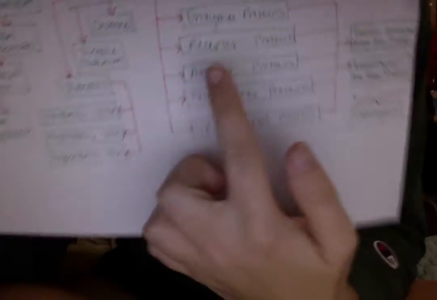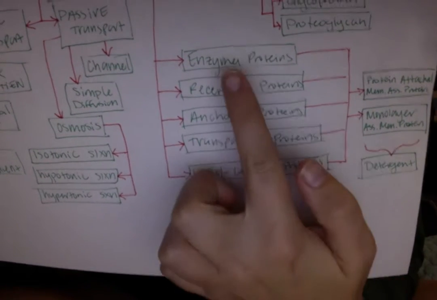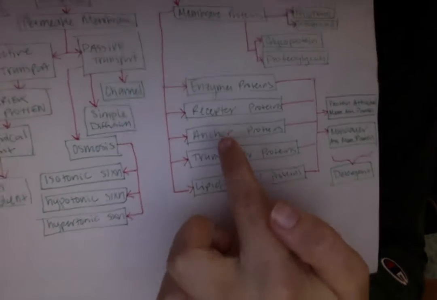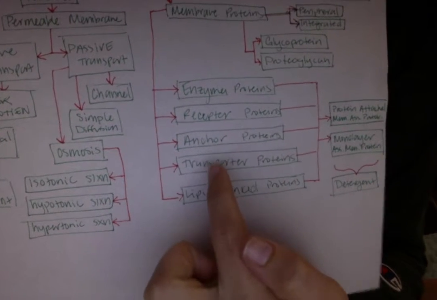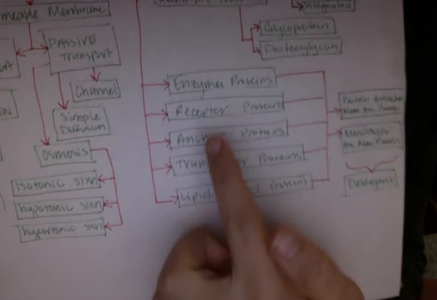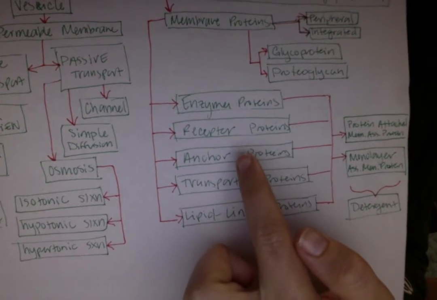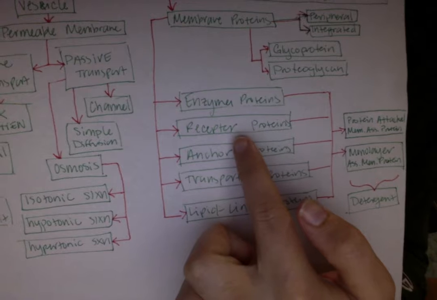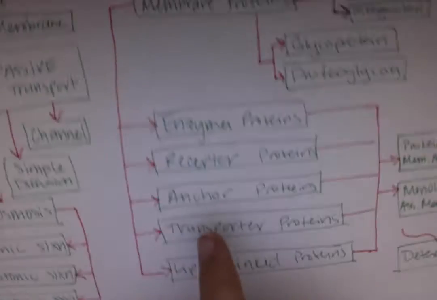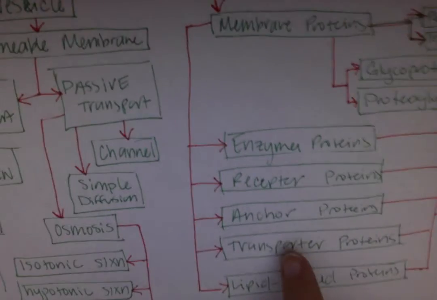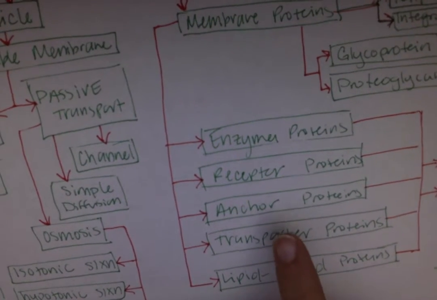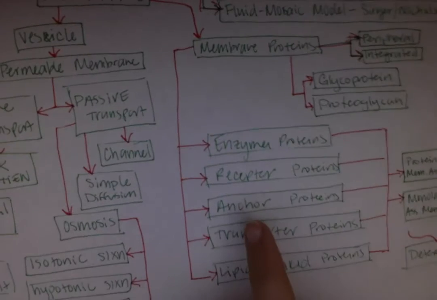Anyways, moving on. There are these five proteins that are pretty important: your enzyme proteins, receptor proteins, anchor proteins, transporter proteins, and lipid linked proteins. They're all pretty self-explanatory. Receptor proteins are receiving, and anchor proteins link intracellular actin filaments to extracellular matrix proteins, which is like an anchor.